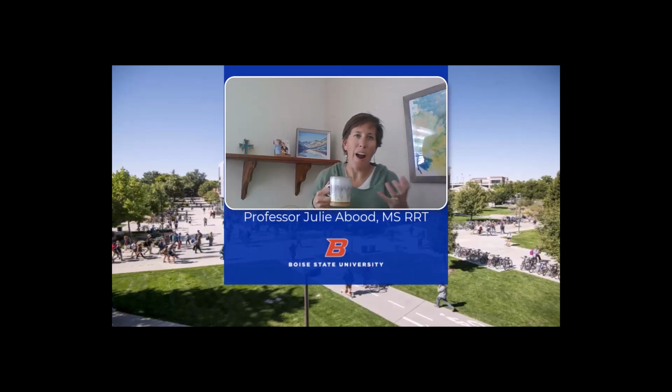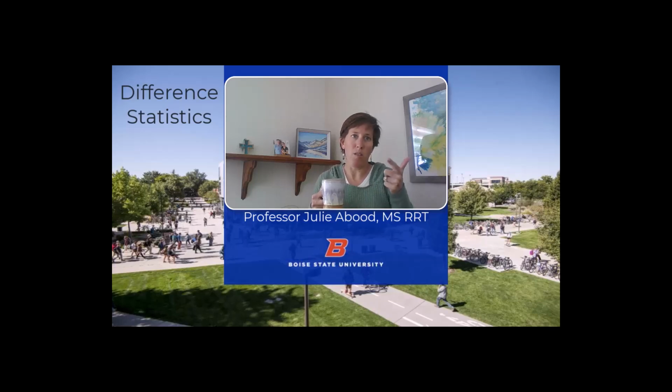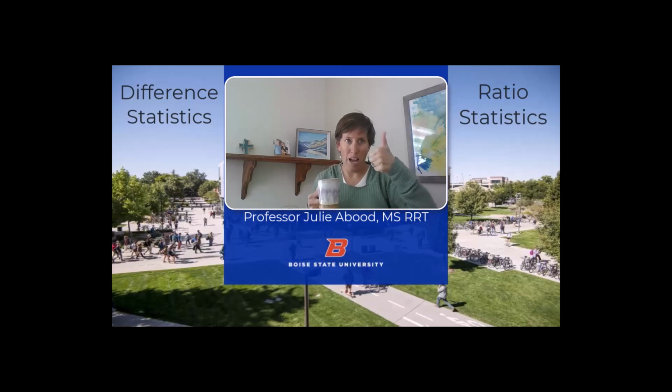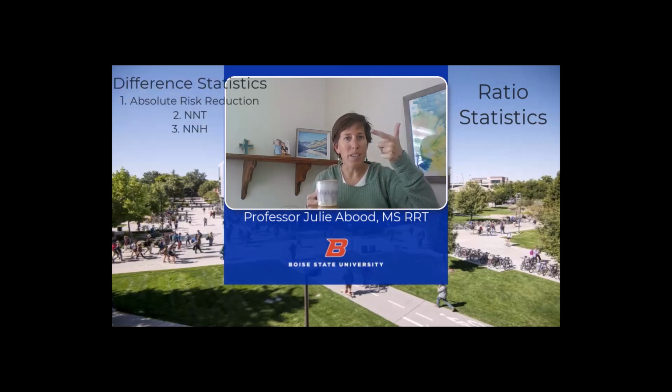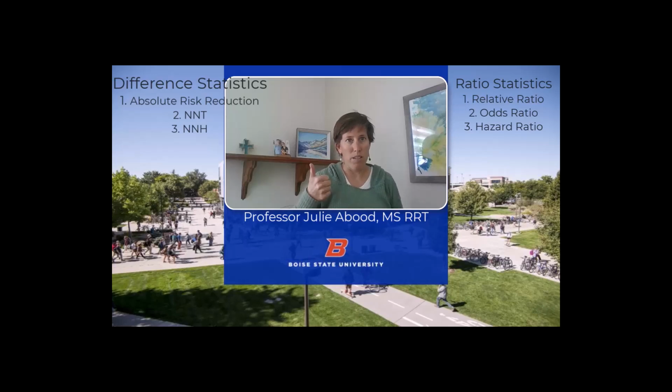So I hope you're getting a grasp of the statistics you'll be finding in your results section in your studies. Today, we looked at difference statistics and ratio statistics. In difference statistics, remember, there's absolute risk reduction, number needed to treat, and number needed to harm. In ratio statistics, we talked about relative statistics, odds ratios, and hazard ratios. In the next module, we'll pull some of that together looking at confidence intervals.